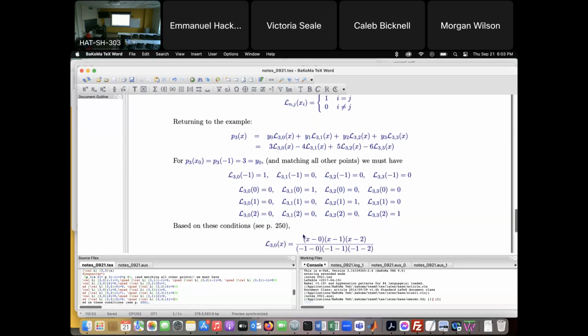I want this polynomial to be equal to 0 at x equals 0, 1, or 2. Well, that's going to give me this factorization. 0, 1, and 2 are the 3 roots of this Lagrange polynomial. So this is my starting point. I just take those linear factors, x minus each of the points where I want it to be 0, multiply them all together. So if x is equal to any one of these, the whole thing will be 0. So this numerator is all I need to make sure that this polynomial is equal to 0 wherever I need it to be.